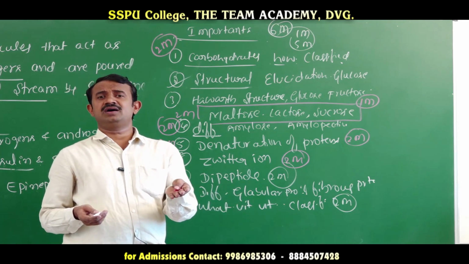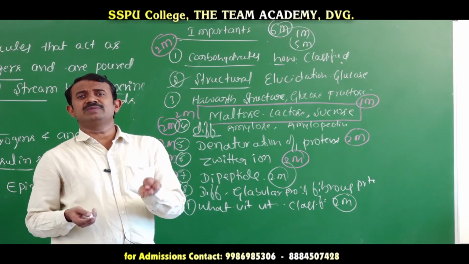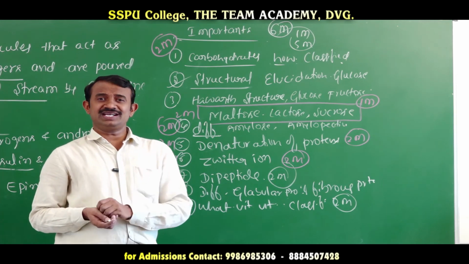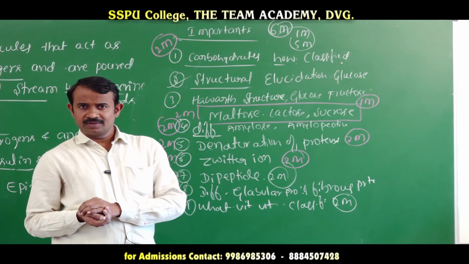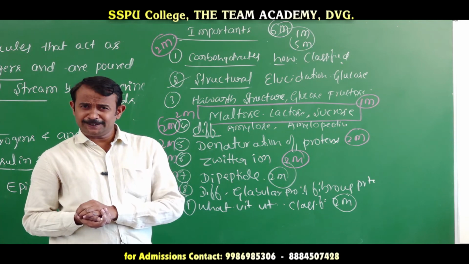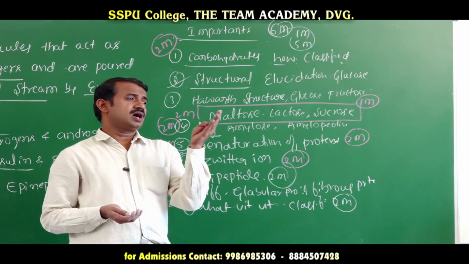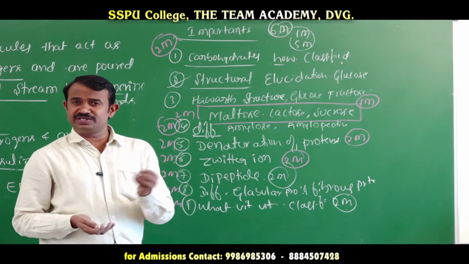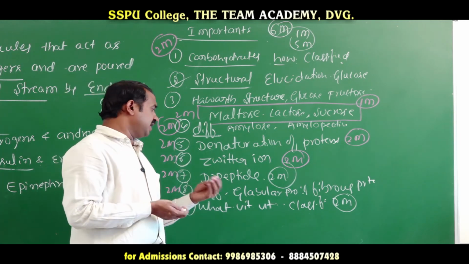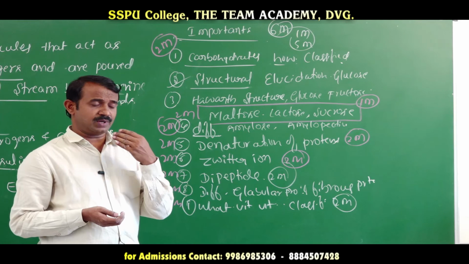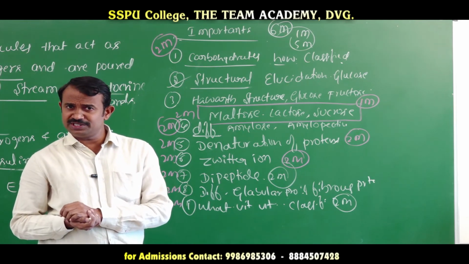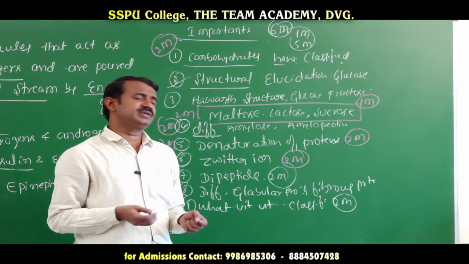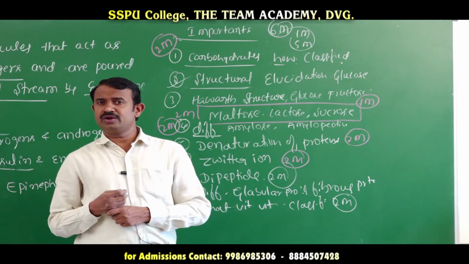Pernicious anemia is the deficiency of which vitamin? Vitamin B12. Scurvy, vitamin C. Beriberi, vitamin B1. Xerophthalmia or night blindness, vitamin A. Next, blood coagulation, vitamin K. They will ask 1 mark questions regarding vitamins.